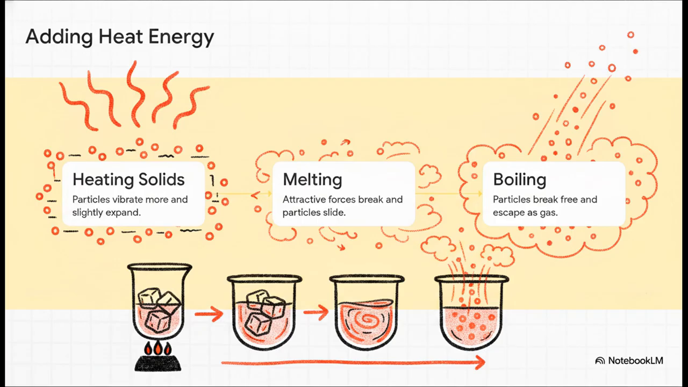Step 2, if you heat it enough to reach its melting point, those particles vibrate so violently that the attractive forces holding that rigid pattern together just break. They start sliding past each other. Boom, your solid just melted into a liquid. And step 3, keep heating that liquid to its boiling point, and the particles get so much energy they completely break free from each other, shooting off into the air as a gas. By just adding or removing heat, we're basically playing DJ to this microscopic dance of particles.